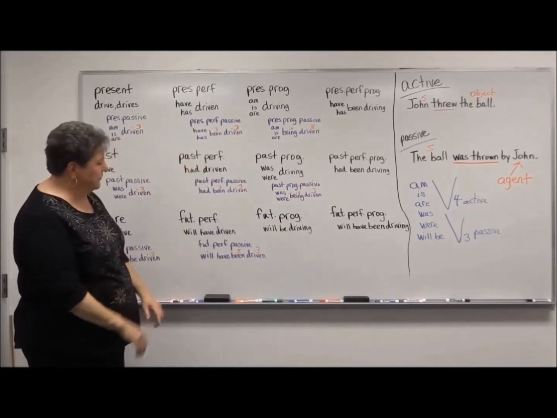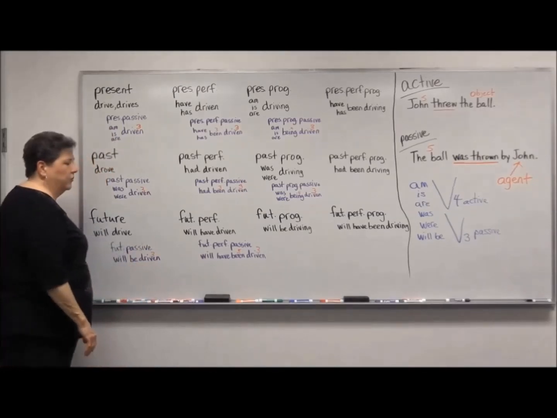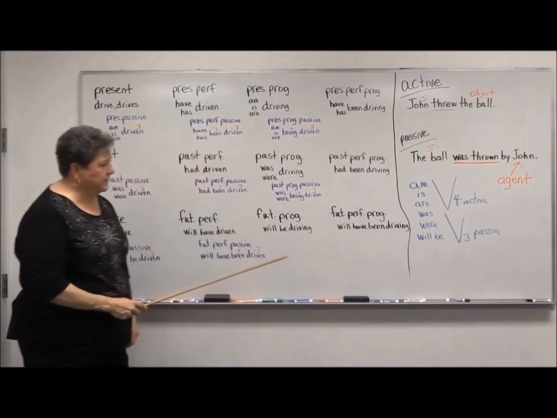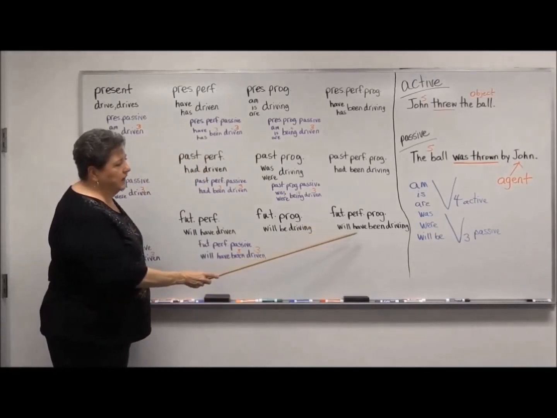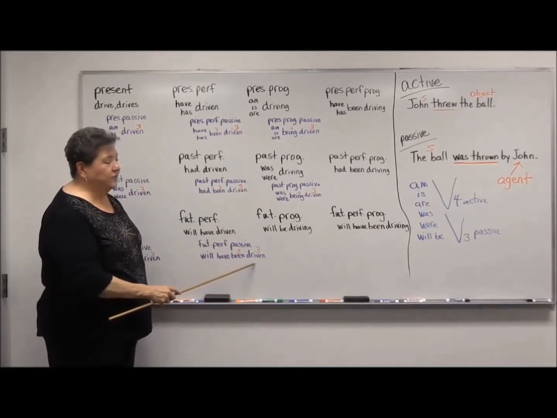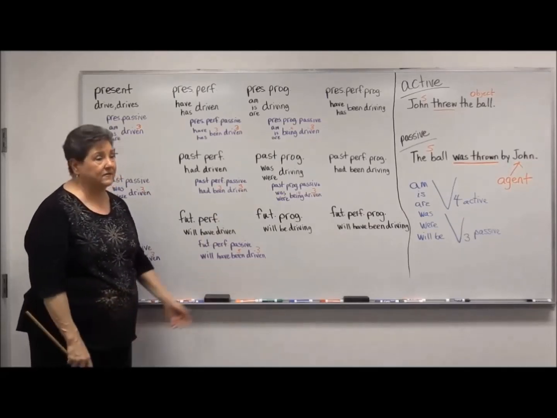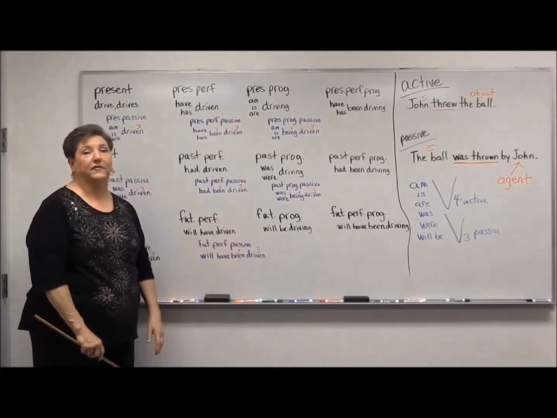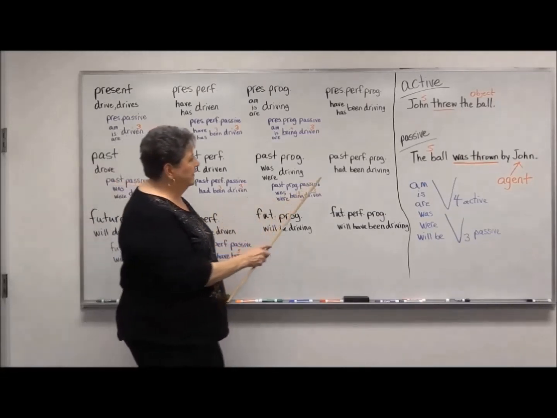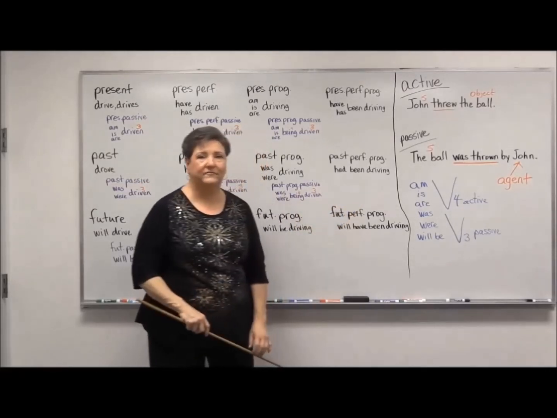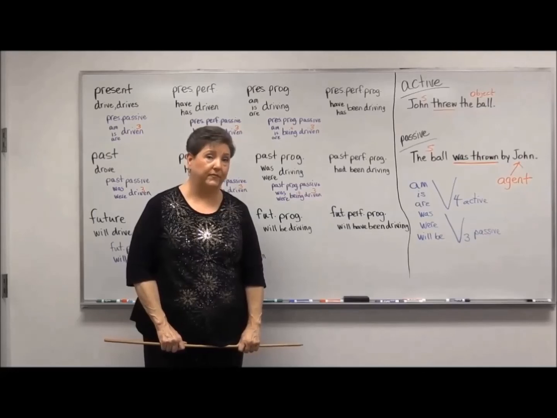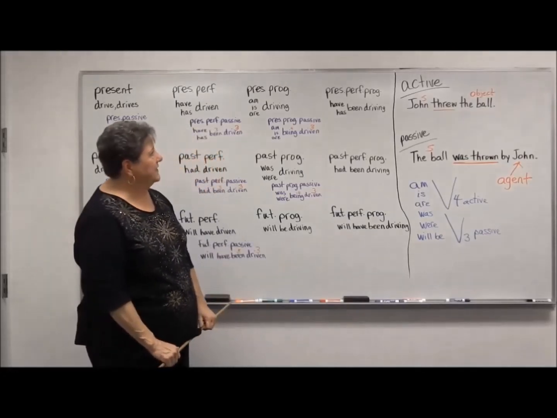But look at the difference between these. How do you know when it's active and when it's passive? Look at the difference between this. Will have been driving, will have been driven. What's the difference? Just the 4 and the 3. Again, same thing here. Had been driven, had been driving. The only difference is that verb at the end, verb 4 and verb 3. So these are the passives.